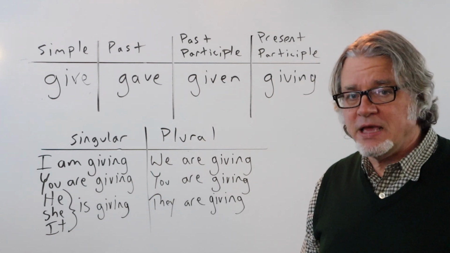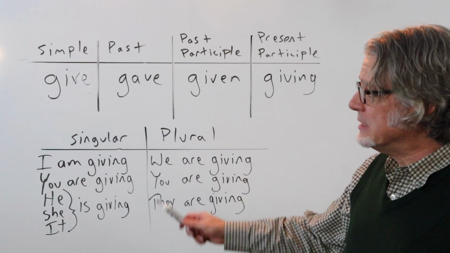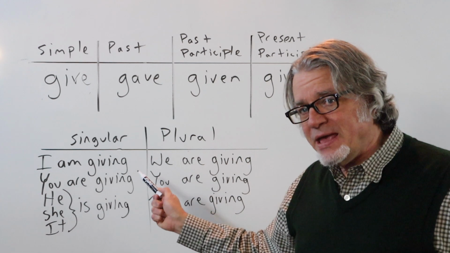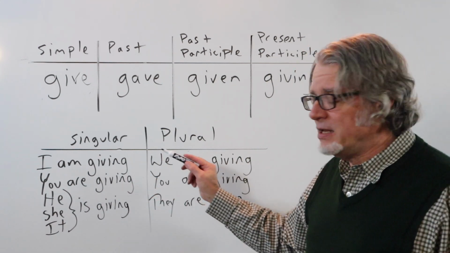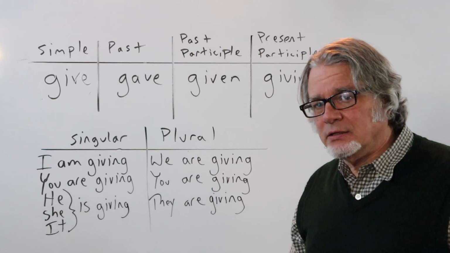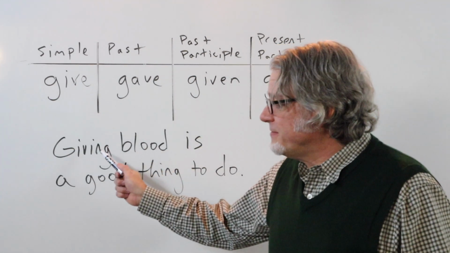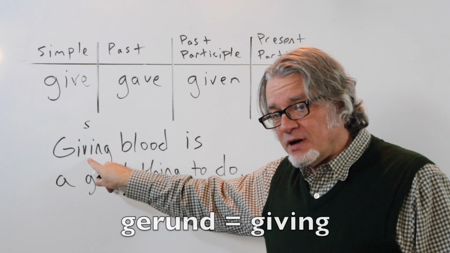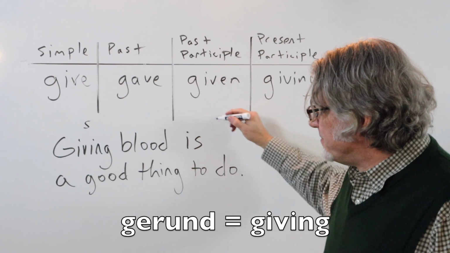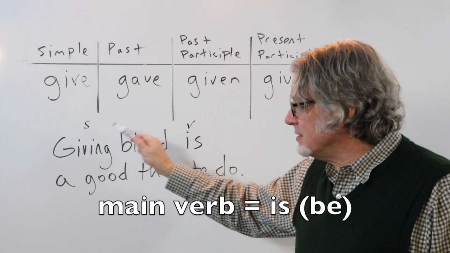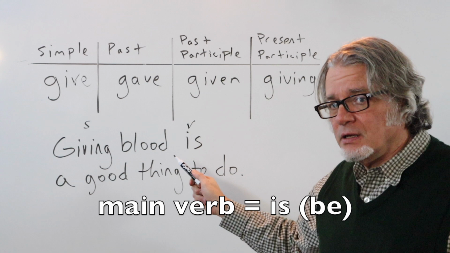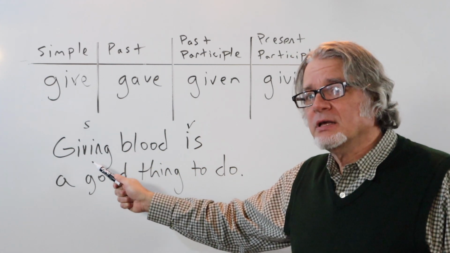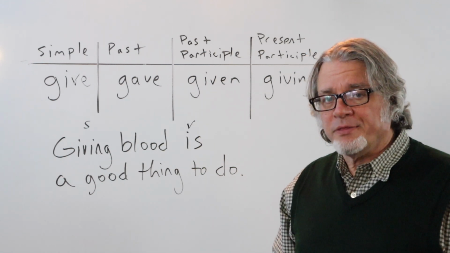When talking about a main verb, you can refer to it in the simple form. So in this example, we can say the main verb is give. The main verb has an ing ending. In this sentence, giving is not the main verb. It's actually the subject. It's in the form of a gerund. The verb is. Giving is. So sometimes a word will look like a verb, but it'll function in some other way.